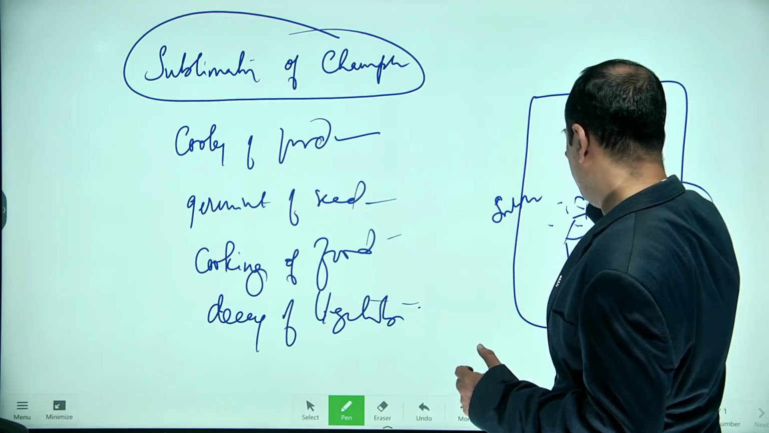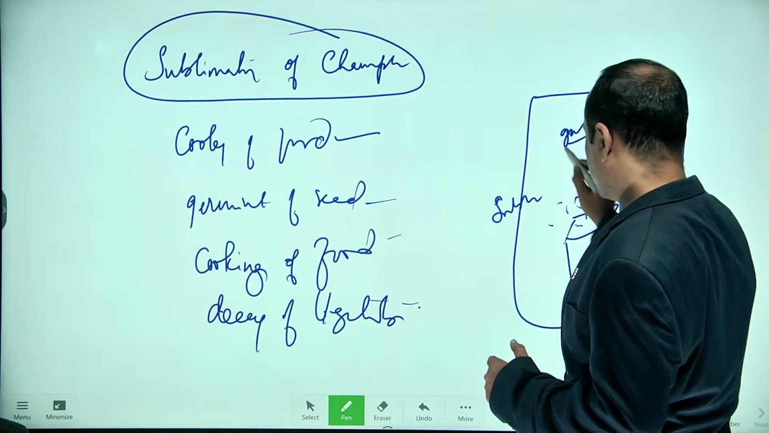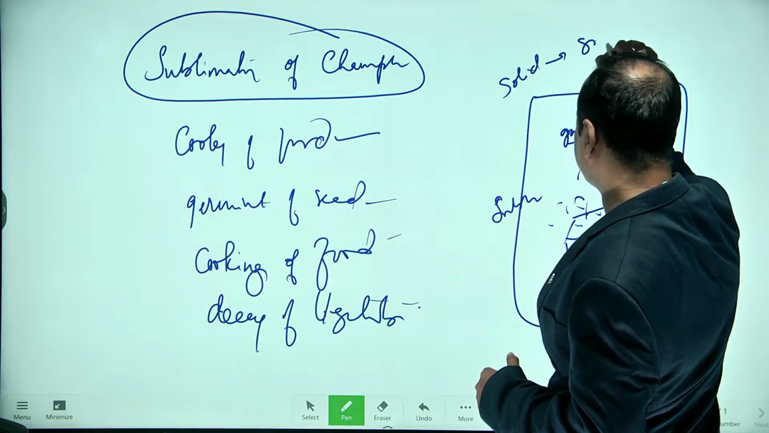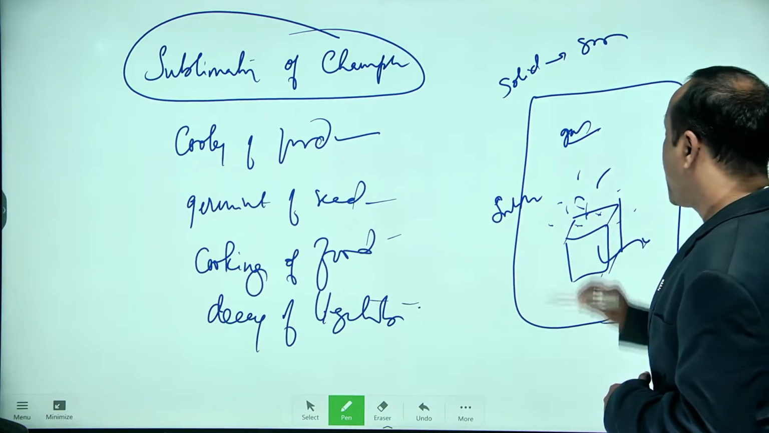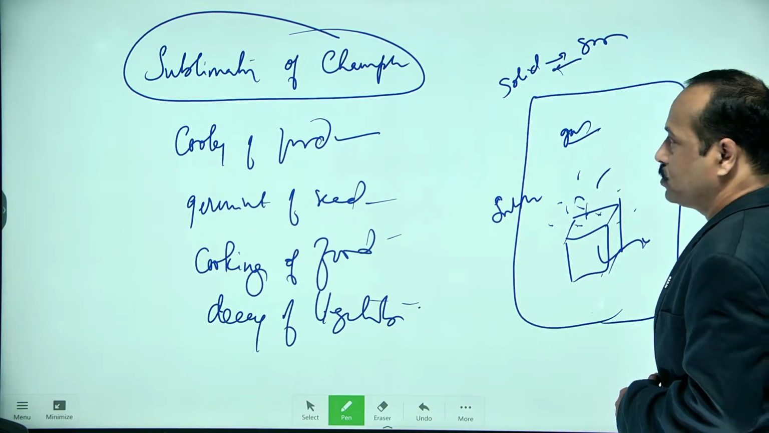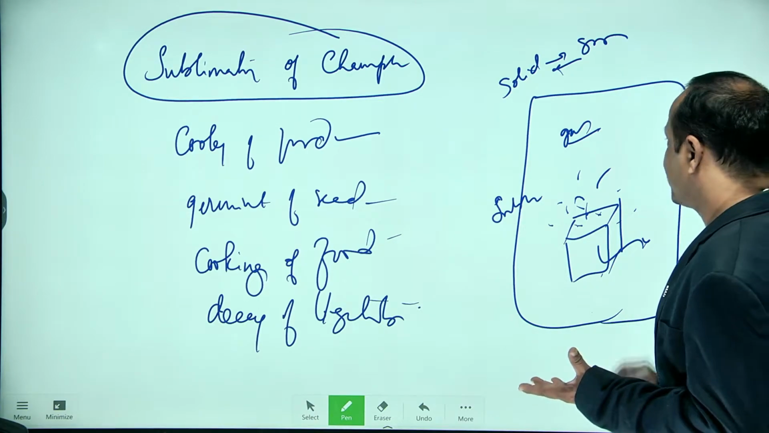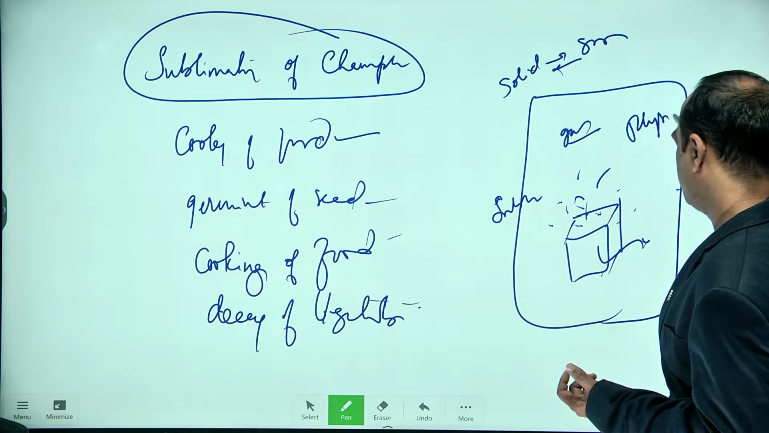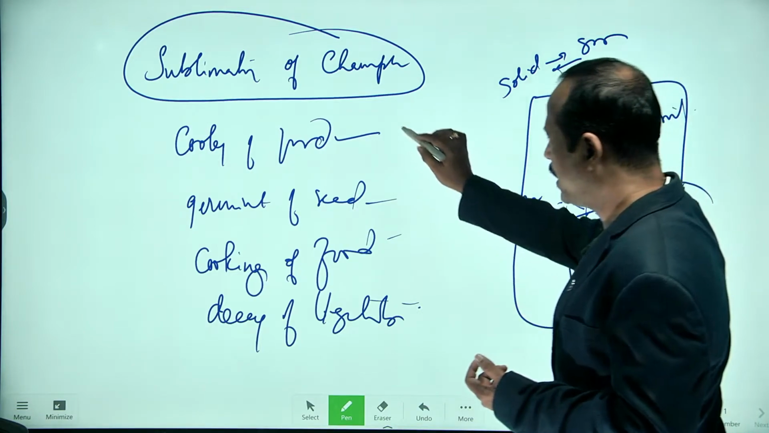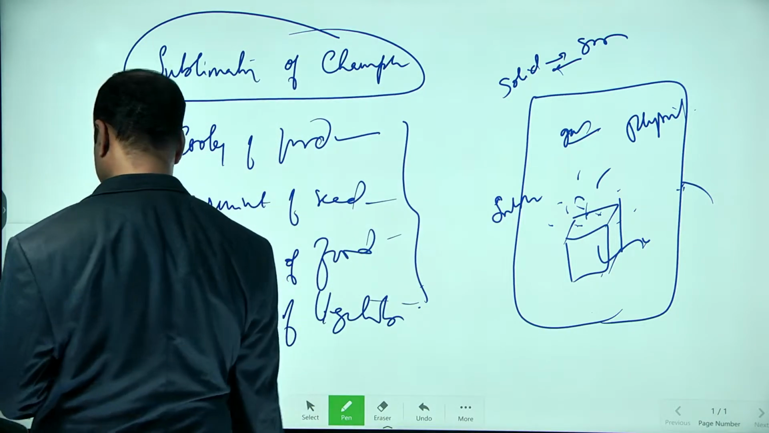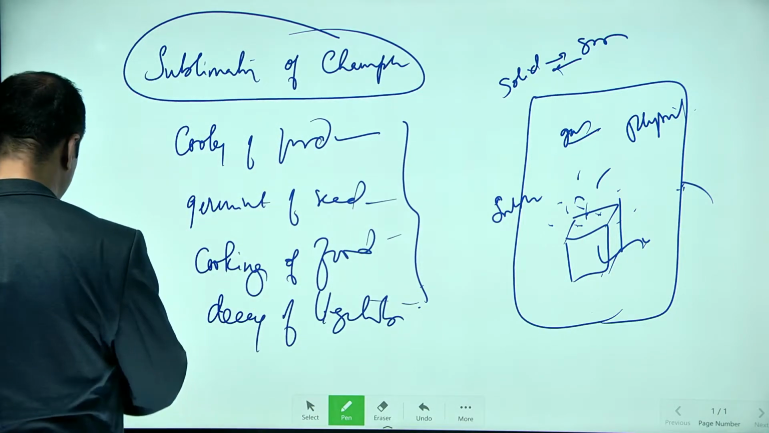What is it converted into? Gas. So sublimation means what? The solid that is converted into gas is called sublimation. Again, gas can be converted into solid. So this is a physical change. But the remaining all are chemical changes and they are irreversible. Is this clear to you? Yes, sir. Next.